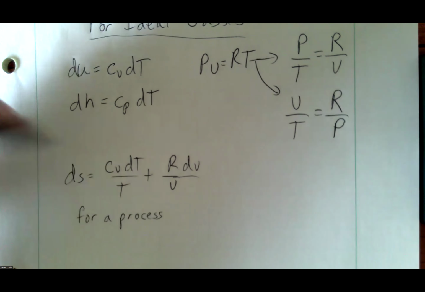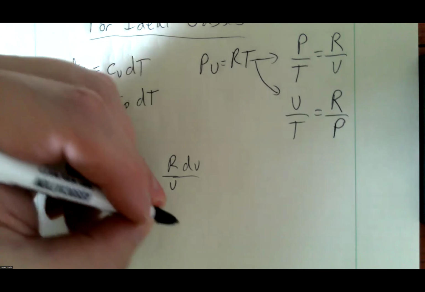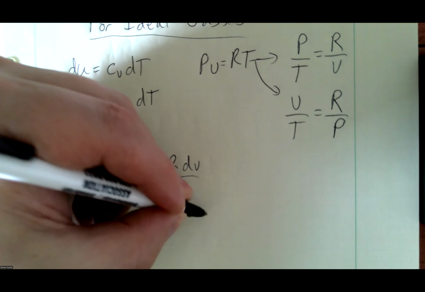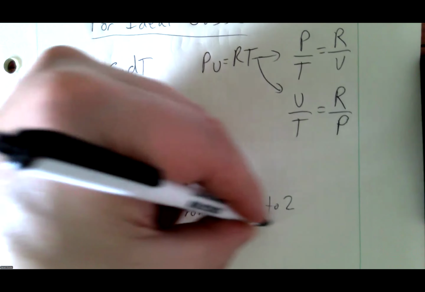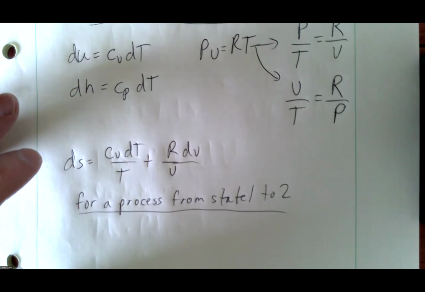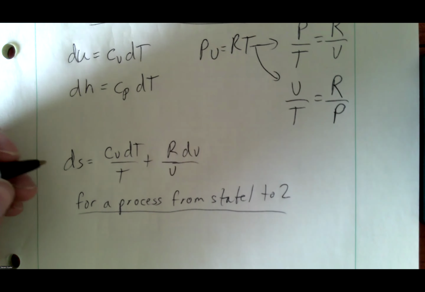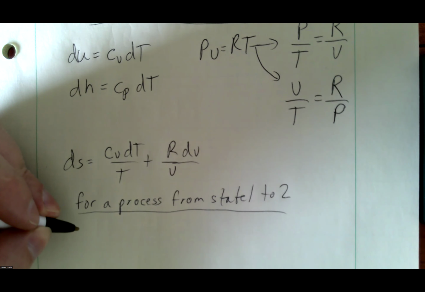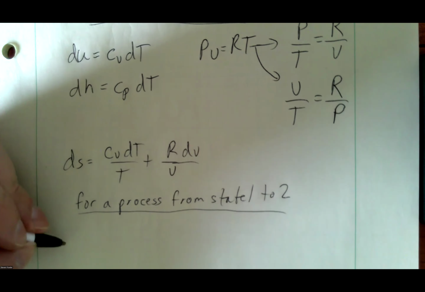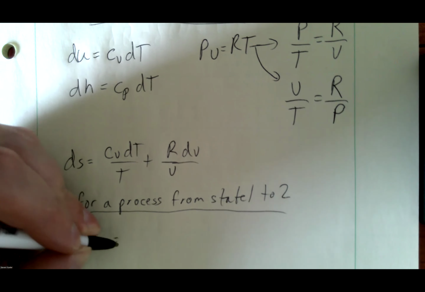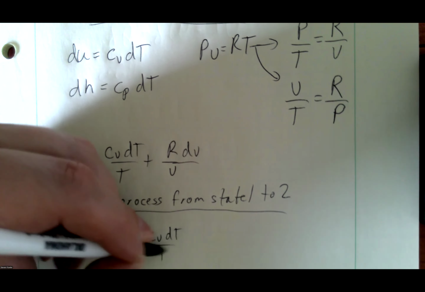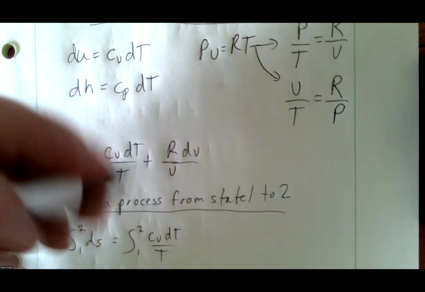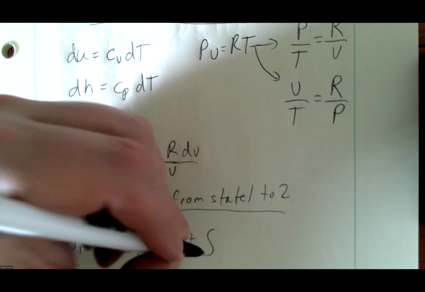Now, what we often do in this class for differential equations like this is we say, well, let's integrate for a process from state 1 to 2, because how often do we deal with something that goes from state 1 to state 2? A lot. A lot of times. It's kind of our most common bread and butter thing that we do. So for a process from state 1 to 2, I'm going to integrate ds. All I'm going to do is integrate both sides of this equation from states 1 to 2. This is going to get integrated with respect to temperature. This one's going to get integrated with respect to volume.